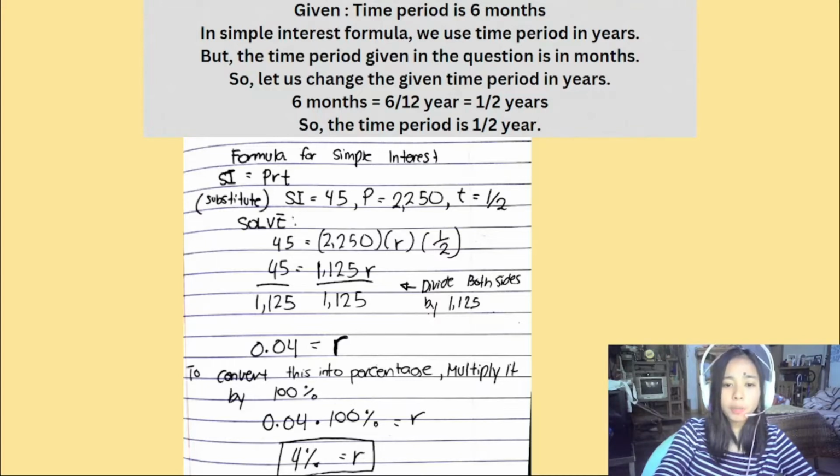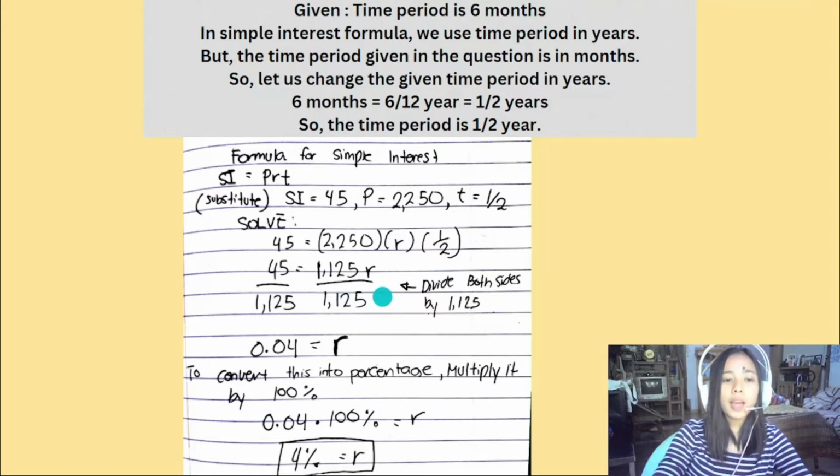We're going to use the formula of simple interest, which is the simple interest equals P times R times T. So substitute. The simple interest is 45, the principal is 2,250, and the time is 1/2. Solve. 45 equals 2,250 times R times 1/2. So 2,250 times 1/2 is equal to 1,125. 1,125 times the rate is 1,125 R. So 45 equals 1,125 R.